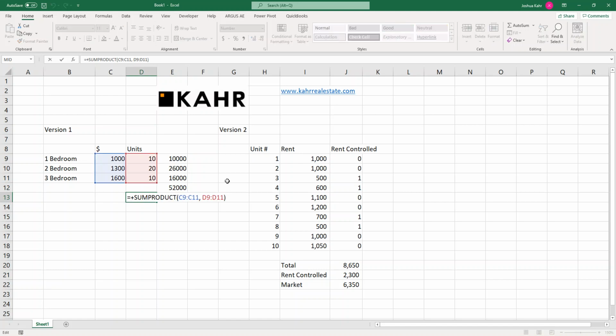You could do that, or as usually people explain SUMPRODUCT, they say, or you could do this. You could take the product of column 1 and column 2, and you can multiply column 1 by column 2, and you'd get 52,000.